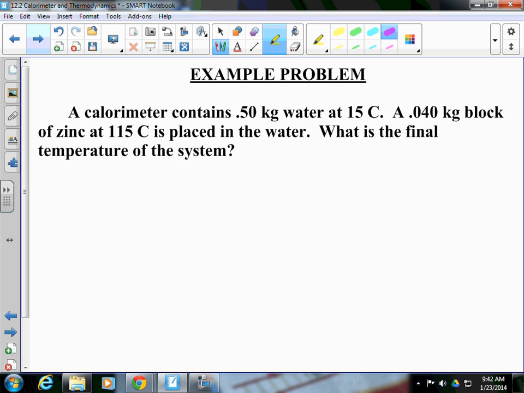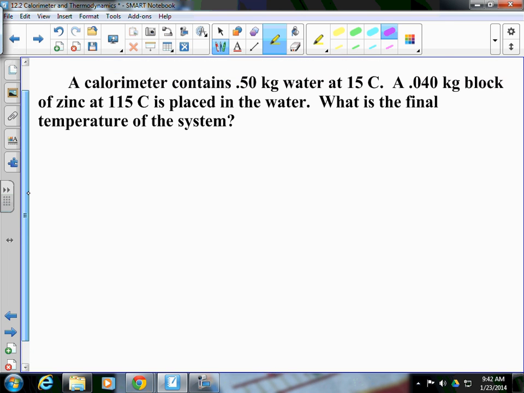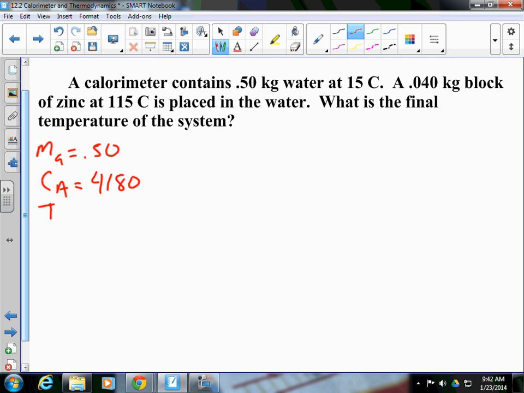Well, let's look at this here. We have A and we have B. For our intents and purposes, A will be the water. So the mass of A is 0.50. The specific heat of A, which will be located in your book in chapter 12, I want to say page 318, the specific heat of water is 4180, and the temperature has to be in Kelvin. So C plus 273, 15 plus 273 is 288.